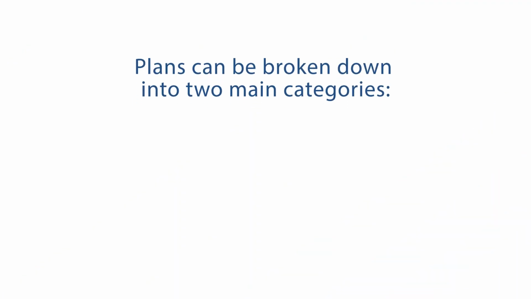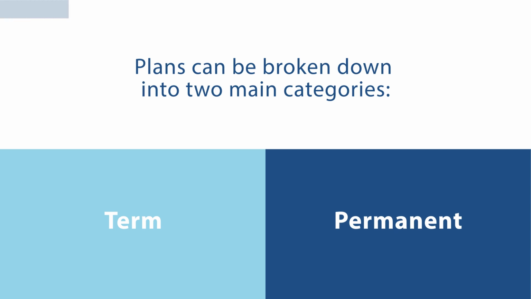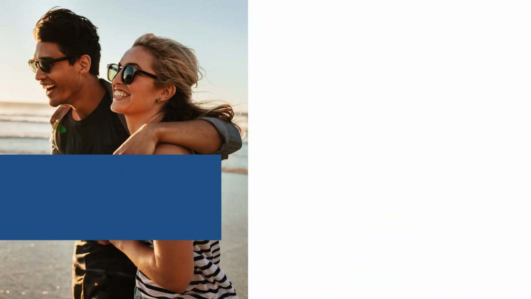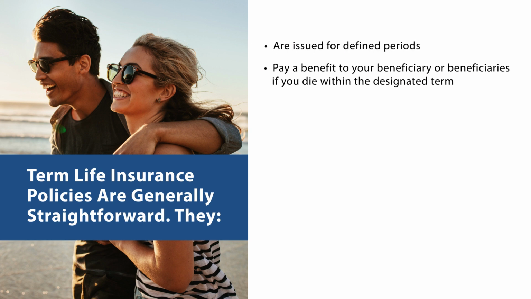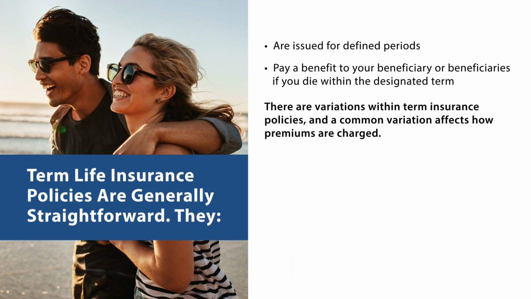Life insurance plans can be broken down into 2 main categories: term and permanent. Term life insurance policies are generally straightforward. They are issued for defined periods, and they pay a benefit to your beneficiary or beneficiaries if you die within the designated term. There are variations within term insurance policies, and a common variation affects how premiums are charged.